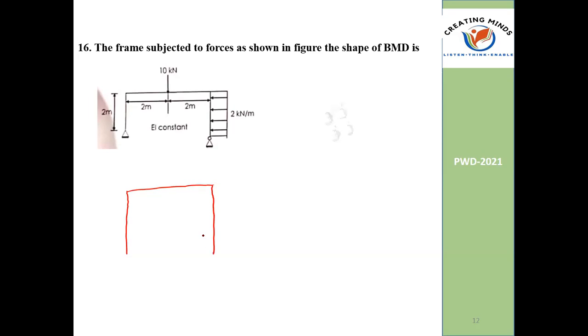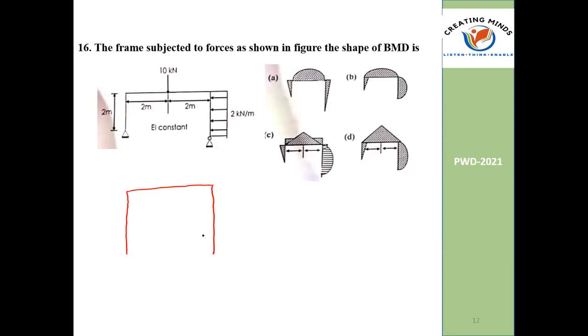Okay, I will give the option. So what is the expected shape? Try to find the expected shape. Which one is correct? Try to guess. Here also you're having hinge support.